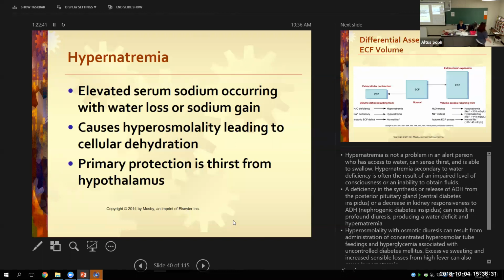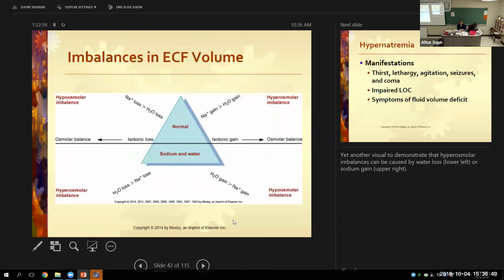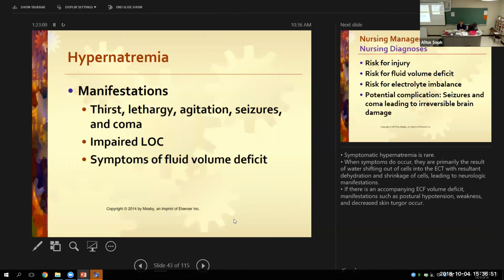Our primary protection, of course, is thirst. So hopefully if we're becoming hypernatremic, our body is going to say, ooh, we need to drink some more water, to get more fluid on board, to dilute the sodium. I think we've already talked about this.